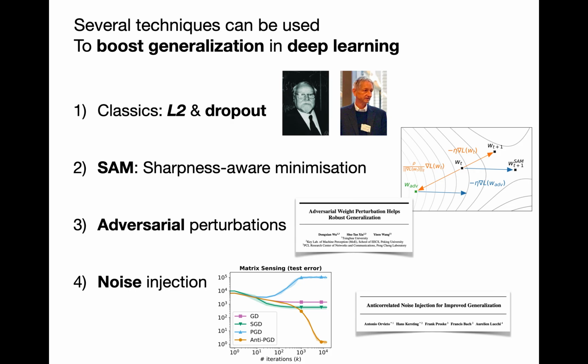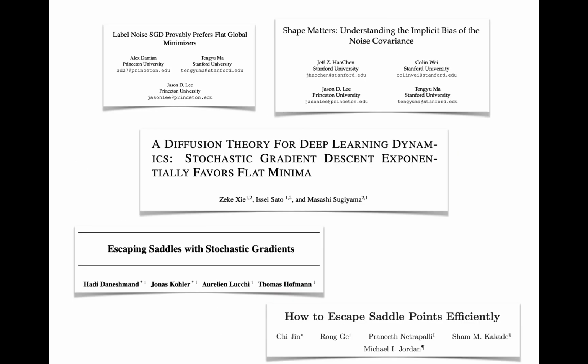In our paper, Anti-correlated noise injection for improved generalization, we showed that a specific type of noise injection in gradient descent is able to improve test performance by a large amount in simple problems and also works in deep learning. Here are several papers that discuss noise injection.